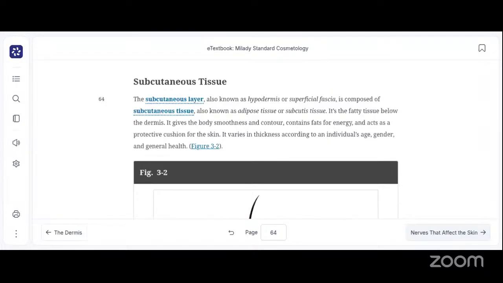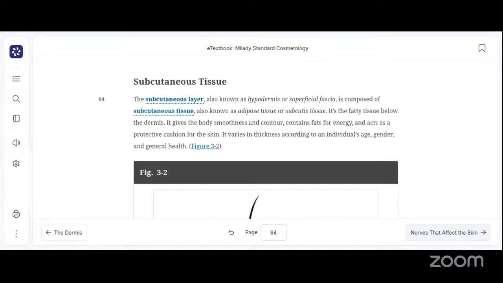We need fatty tissue because we have our bones. Our muscles cover those bones and attach and help give movement. But then that fatty tissue helps give curvature to the body. Okay? That fatty tissue holds energy. We call it adipose tissue as well.